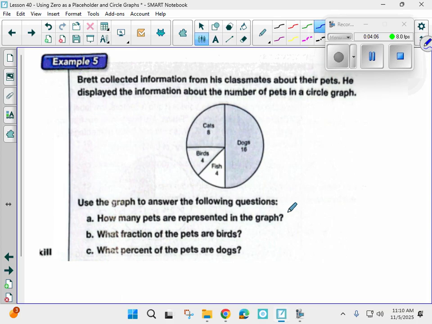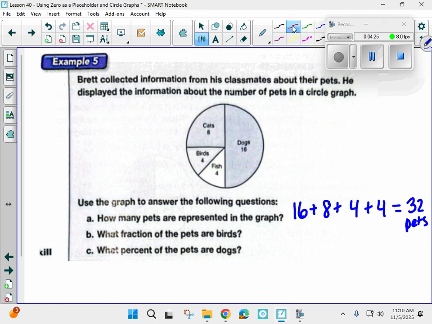That's just total. So that means we're going to add 16 dogs plus 8 cats plus 4 birds plus 4 fish. And did you get the total, Macy? 32. Is that 32, you guys? Okay, good job. 32 pets. Okay.